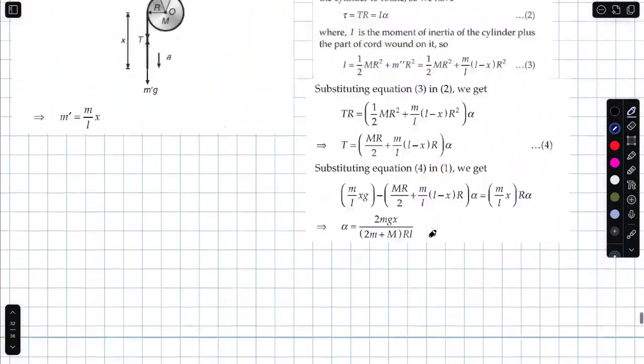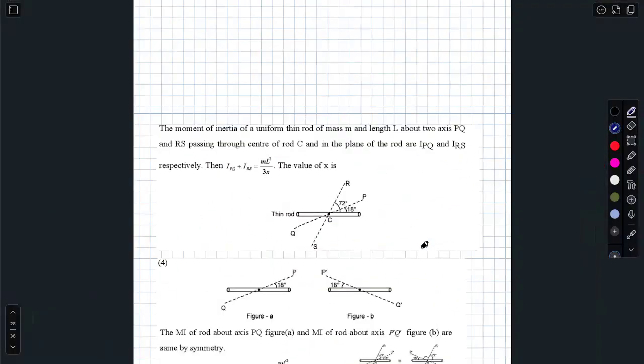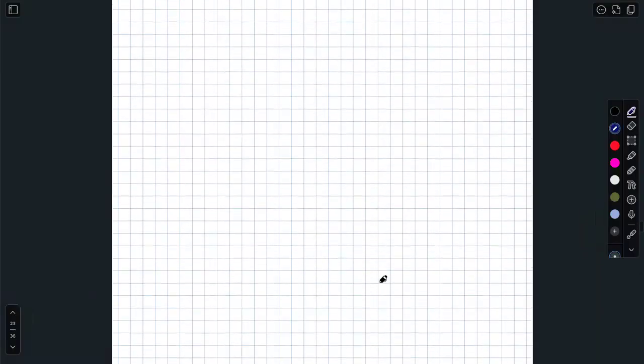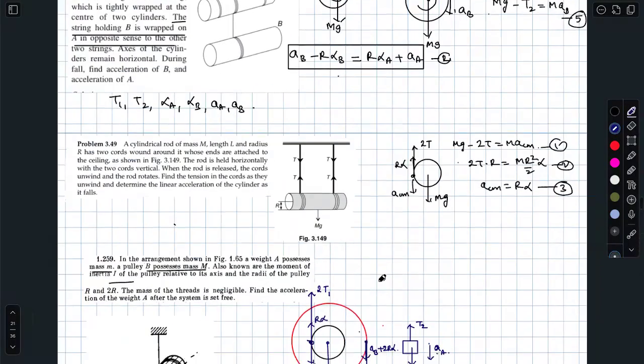Some 6, 7 questions here. Basics actually. This I will cover tomorrow. Balance I will cover tomorrow.